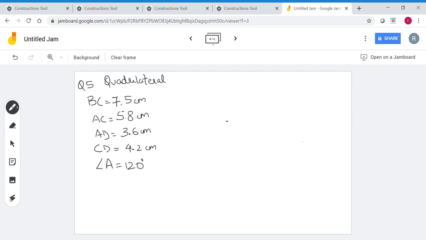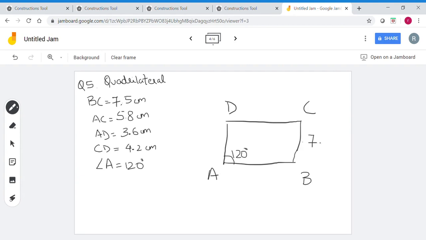Perfect. So this is basically my quadrilateral, right? So in this quadrilateral, this is A, B, C, D. Angle A is given as 120 degree. AB length not given. BC length given as 7.5. AC length given as 5.8. AD length given as 3.6 and CD length given as 4.2. Which means I can't have AB as the base because I don't know the length of AB.